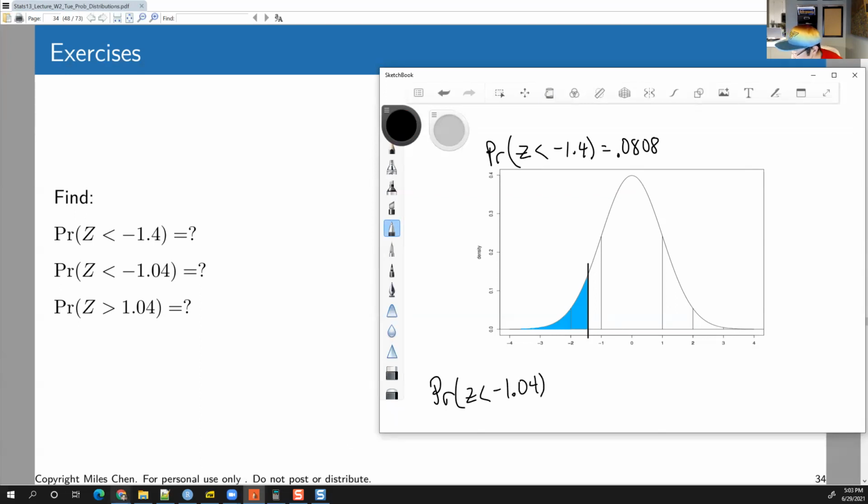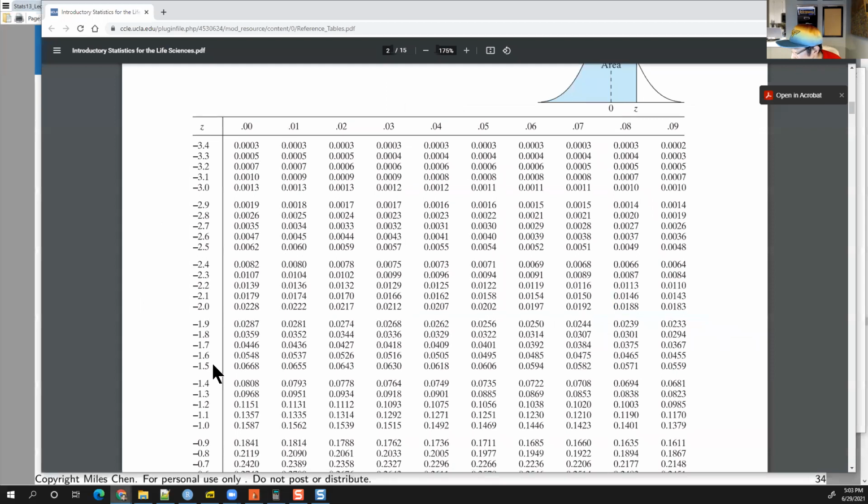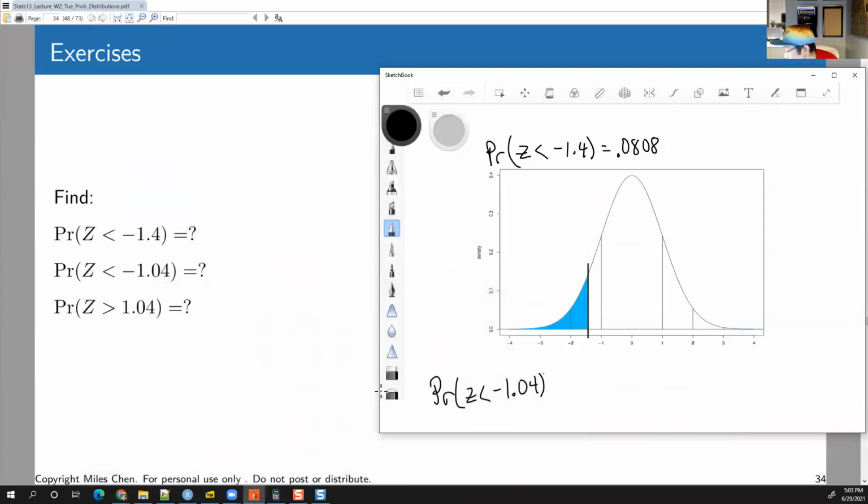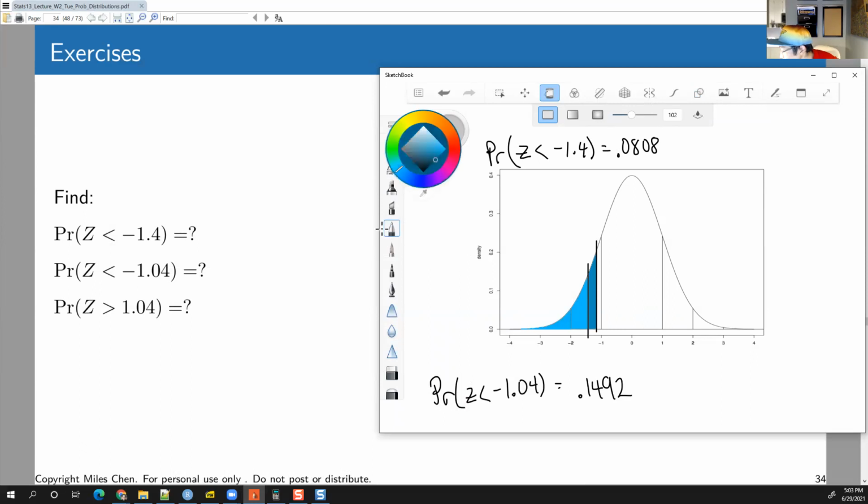Okay. All right. If we do negative 1.04, for this one I've got to come over to the row negative 1.0, and I go to the column 0.04, and I get 0.1492. And so that picture, negative 1.04, something around there, and we'll just shade it in a little bit of it. Maybe we'll pick a slightly darker shade here. Okay. And so everything to the left there, 0.1492.